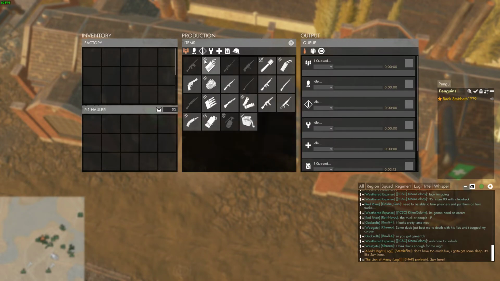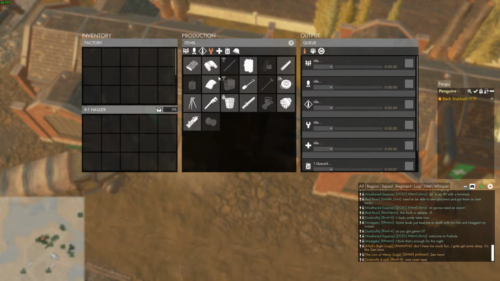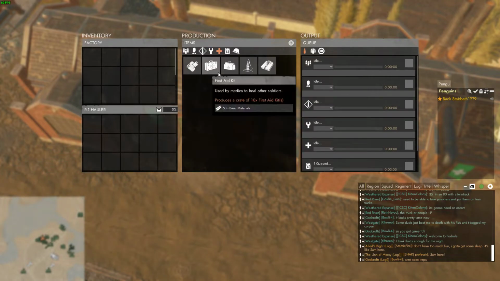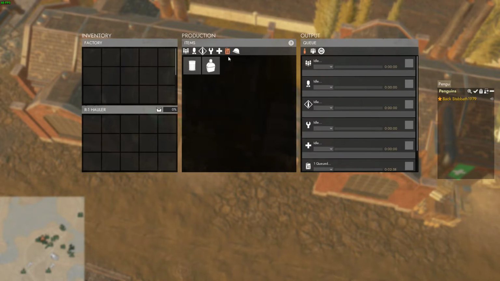This is your small arms, your heavier ordnance, your tank and artillery shells, your equipment, your medical and your shirts, your decay prevention, bunker supplies, garrison supplies, and your uniforms.